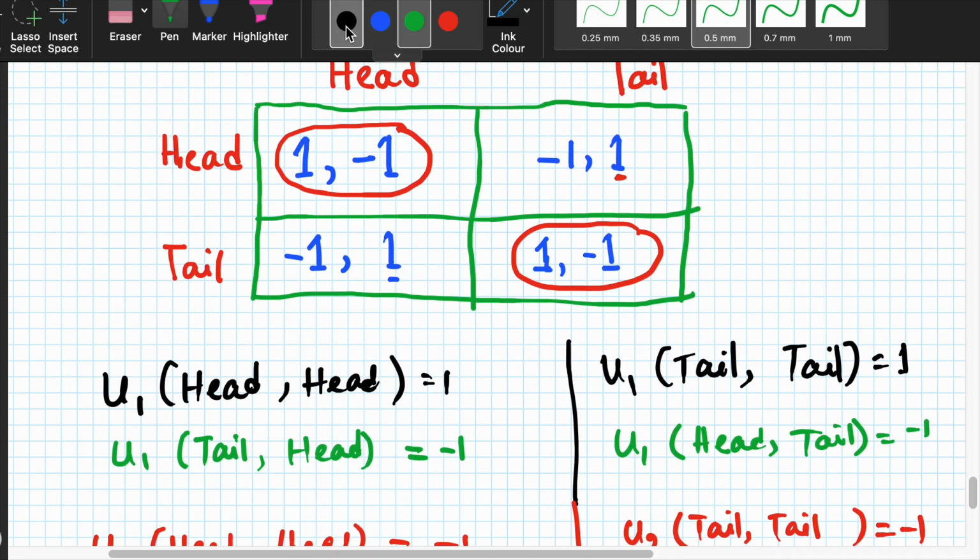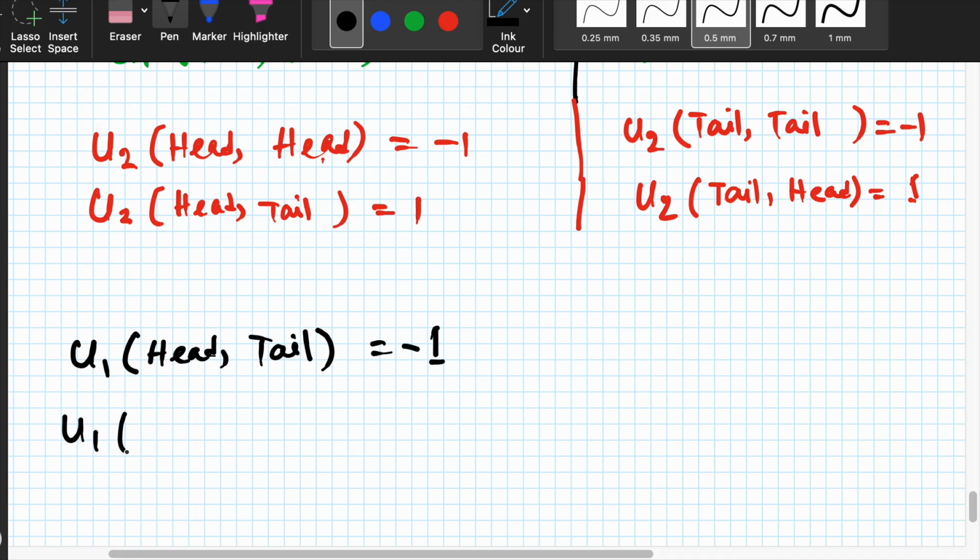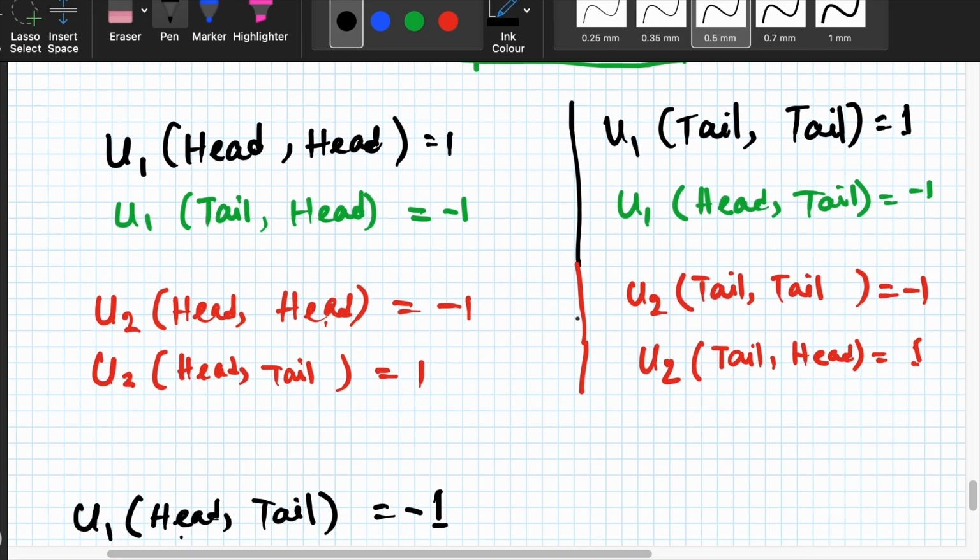And if you see, the other two situations are similar, corresponding to both of them showing different faces of the coin. Now let's see: does player 1 have an incentive to change from tail, which is giving him -1? Player 2 is not changing the action, but is there any incentive for player 1 to change his strategy from head to tail? Yes, because in this situation, tail, he will get a payoff of 1. So this head, tail is not a Nash equilibrium.